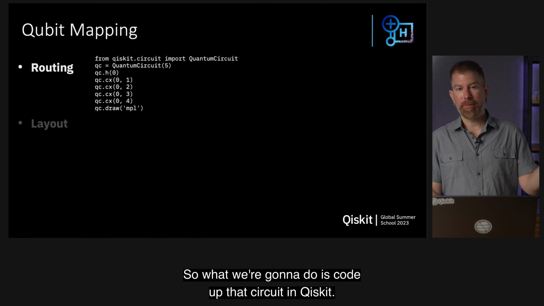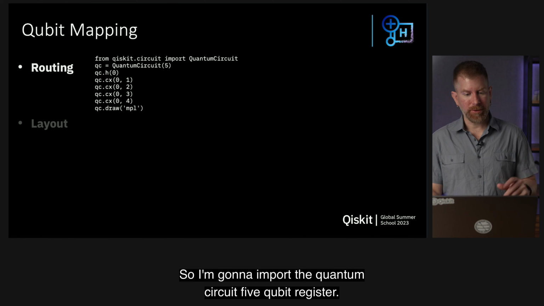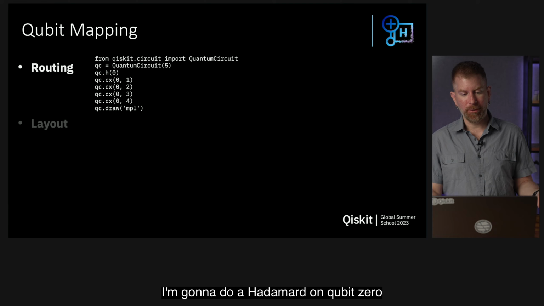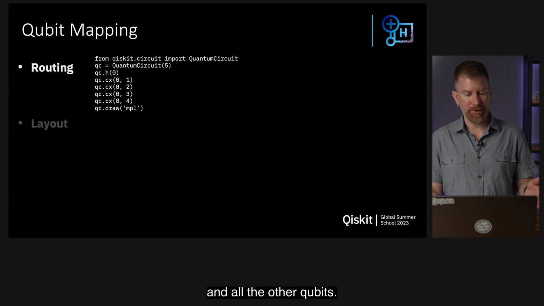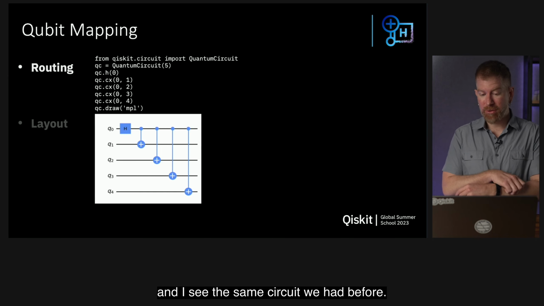So what we're going to do is code up that circuit in Qiskit. So I'm going to import the quantum circuit, with a 5-qubit register. I'm going to do a Hadamard on qubit 0, and then do CNOT between qubit 0 and all the other qubits. And I can draw that, and I see the same circuit we had before.